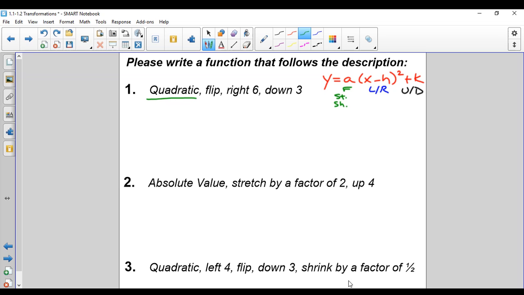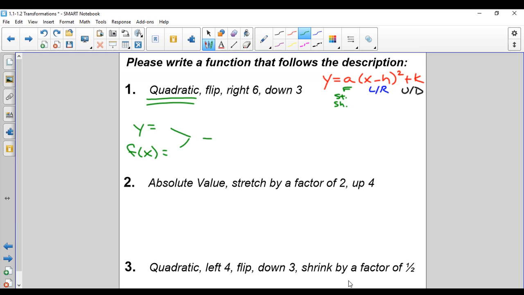So I tell you it's a quadratic. You can put y equals, or you can put f of x equals. Either one's fine by me. Either way, on the right side of the equal sign, there should be a flip. Okay, so that means there's a negative. I have nothing else, I'm reading it. There's a flip, right 6, down 3. There's no stretch, no shrink in this one.